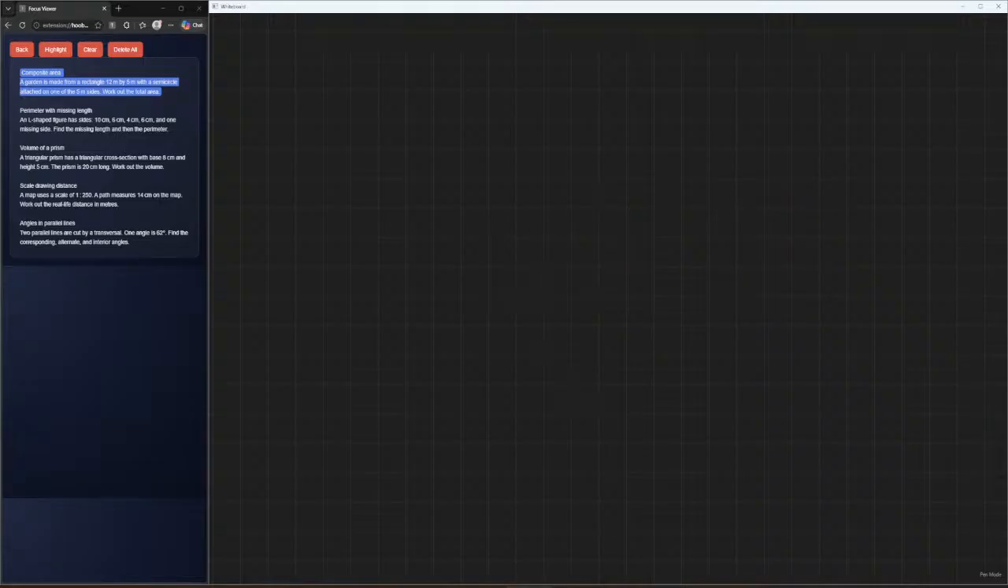Okay, so we have question one. Composite area is made from a rectangle 12 by 5. So we need the rectangle. Rectangle is not here. Rectangle is on the 2D shape. So, is it really so? Yeah, rectangle is it.